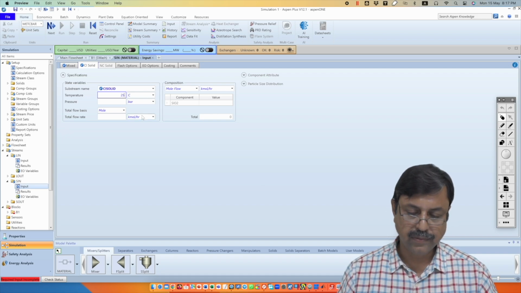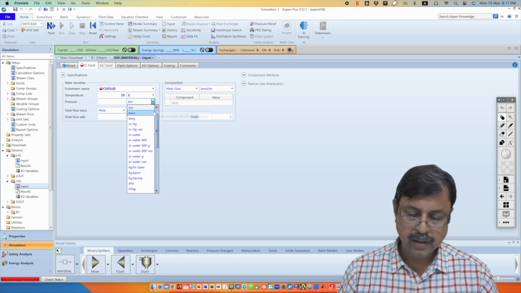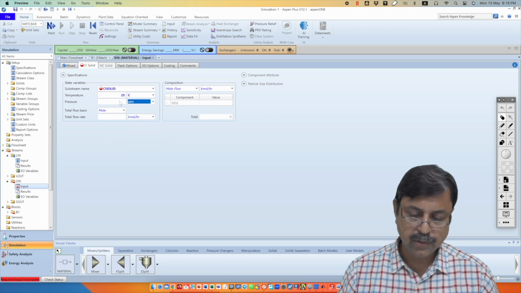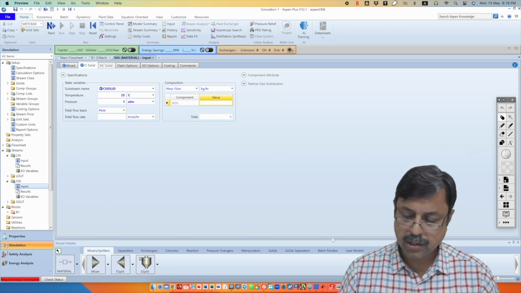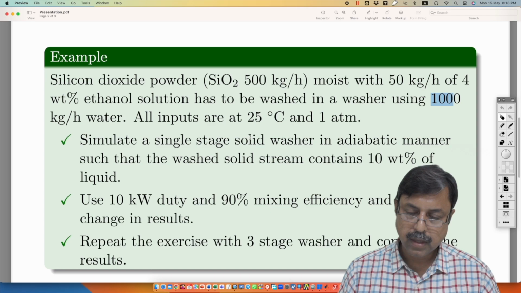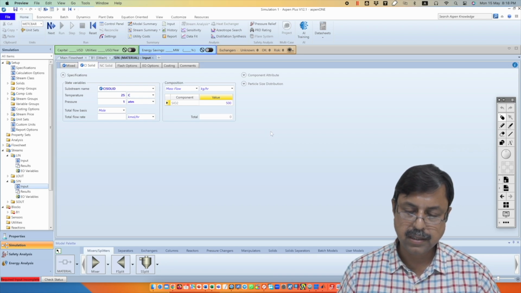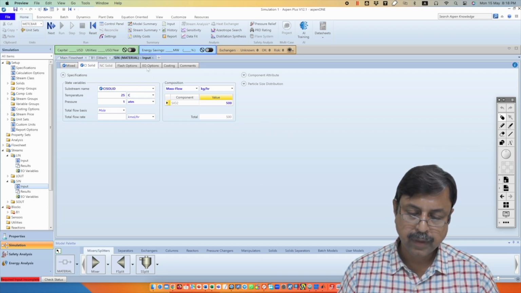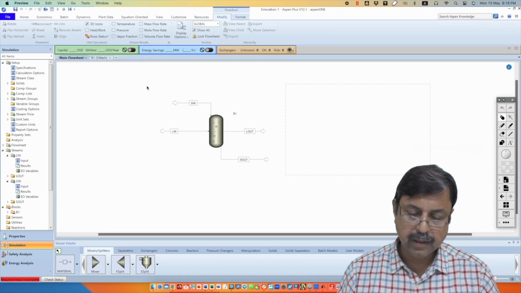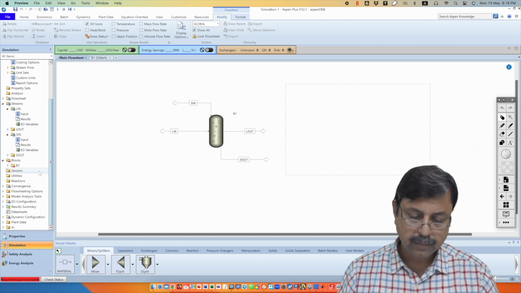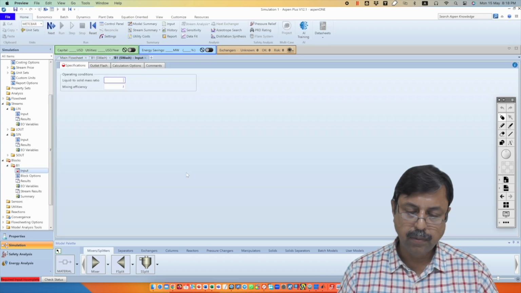So this is 25 degrees centigrade, 1 atmosphere pressure, and mass flow rate of how much? It is 500 kg per hour. So this has been fixed, both the inputs. Now let us open the block.